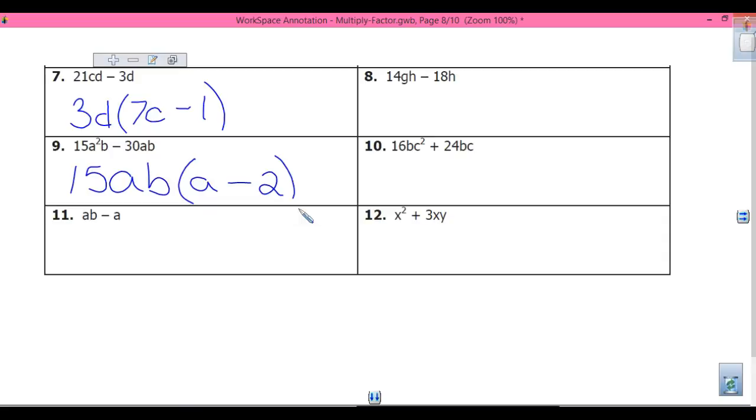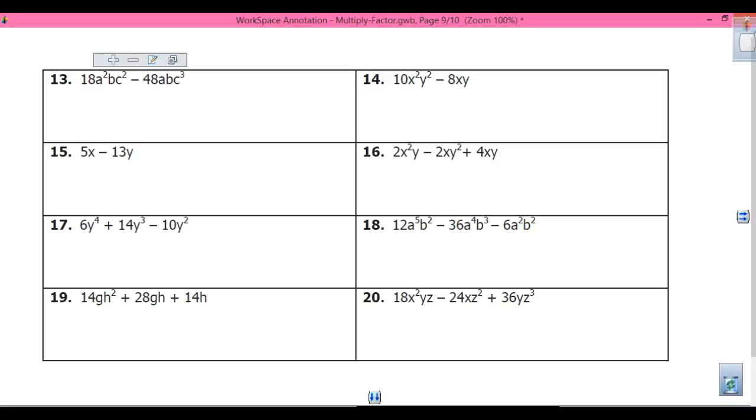Excellent work. Flip the page. Let's get to the good stuff. Maximums. 18 and 48. Good. Anybody can come up with a higher one than 6? Nope, I would agree with that.